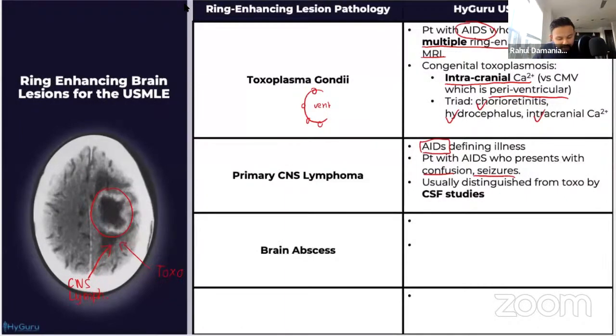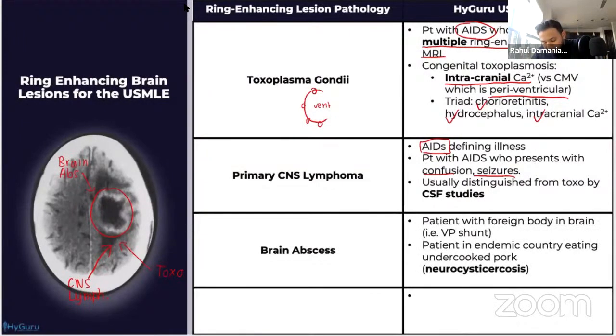The other differential, which you want to keep here, is going to be a brain abscess. Now, these patients who have brain abscesses may have a foreign body in the brain, so maybe they have a VP shunt or some sort of metal hardware. Point here is that when you have a foreign body, things like methicillin-sensitive staph aureus or MRSA can actually stick to the areas within the brain. And so that could be one differential. Another pathophysiologic mechanism is exposure to undercooked pork, and maybe you're thinking of neurocysticercosis from that standpoint. Usually patients with brain abscess will present with headache, this single ring-enhancing lesion, but also a fever as well, because it's an abscess, so it's infection or inflammation.